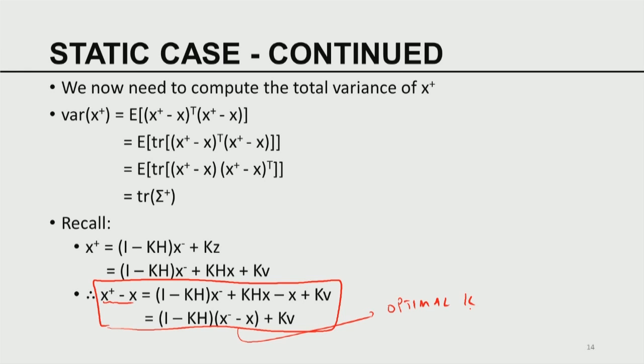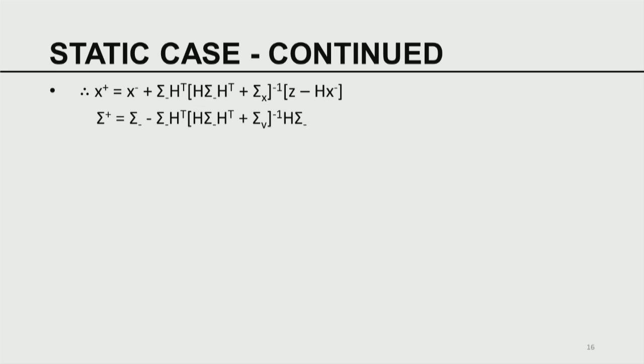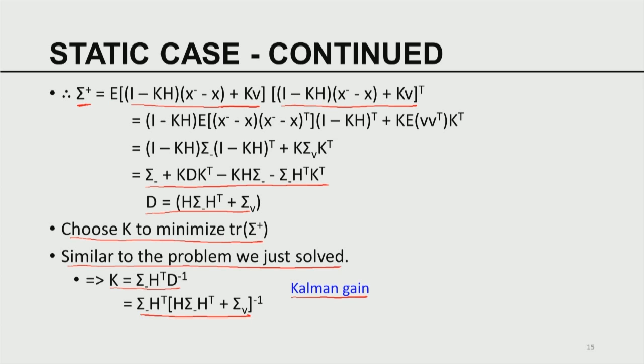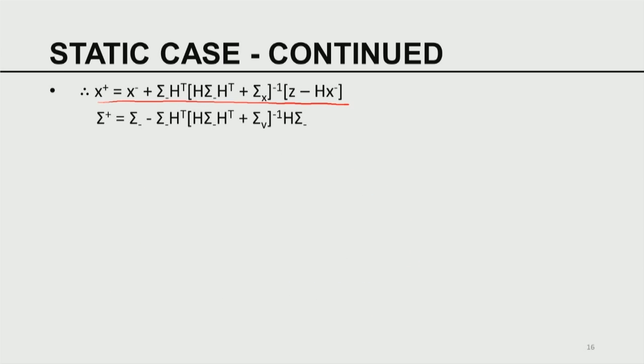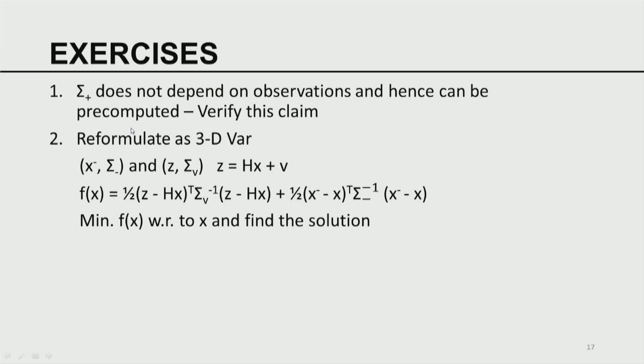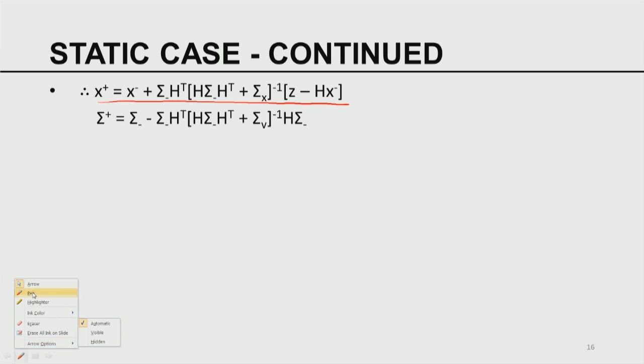If you substitute the value of optimal K in here and simplify, you get the expression for x plus, which is given here. And you also remember the covariance sigma plus has K in it. So I could also substitute the value of K in this expression, because I already know it. If I did this and simplify, I get the posterior mean given by that, and the posterior covariance is given by this expression.